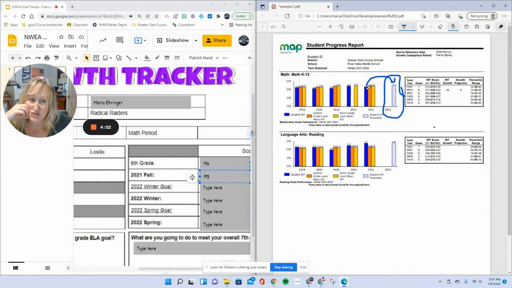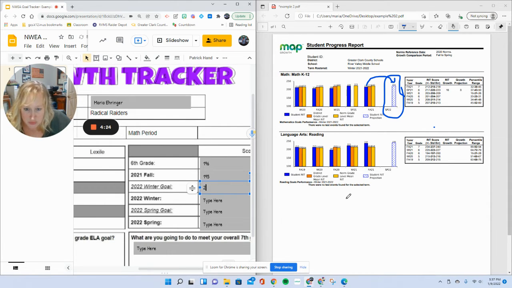But you're comparing yourself to the end of the year 6th grade. So the score that you have for fall of 21, the score that you've recorded right here, should be lower. You want to increase that by about 6 for that goal. So for this particular kid, I'm going to come in here and I'm going to type 201 because 195 plus 6 is 201. Then when we take our test, it will tell you your score. You want to come back over here and record it.